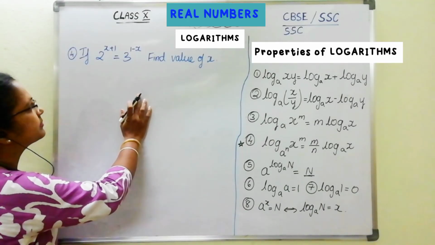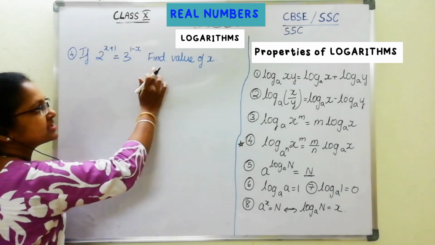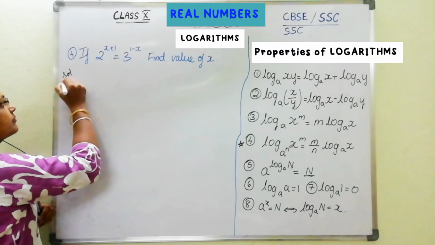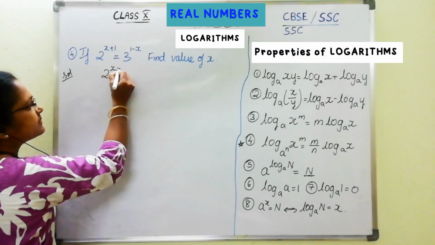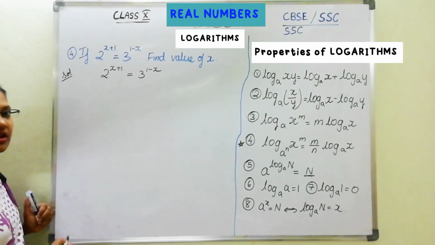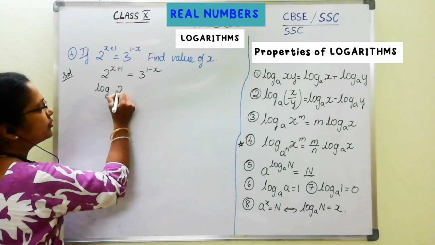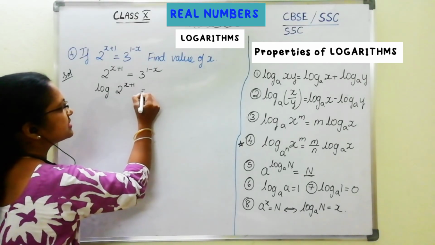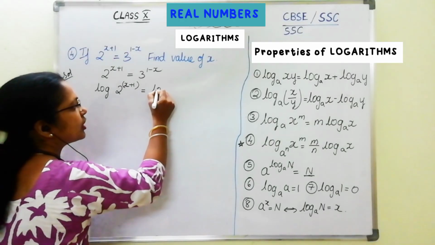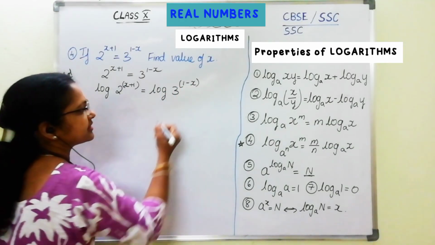Let us solve this question. If 2 power x plus 1 is equal to 3 power 1 minus x, find the value of x. The question is given as 2 power x plus 1 is equal to 3 power 1 minus x. Apply log on both the sides. Log 2 power x plus 1 is equal to, use bracket, this becomes very easy to understand, log 3 power 1 minus x.